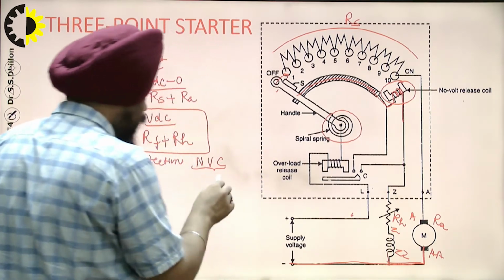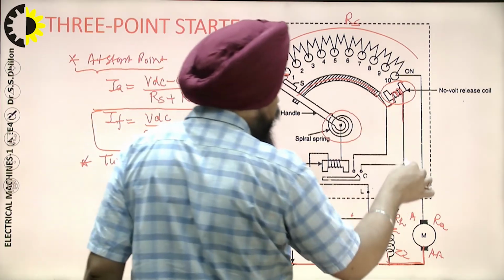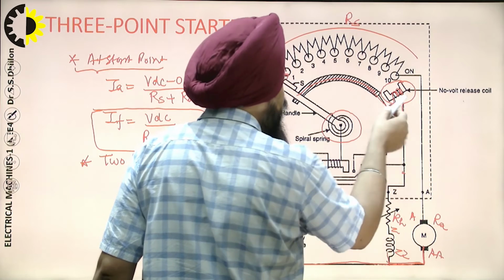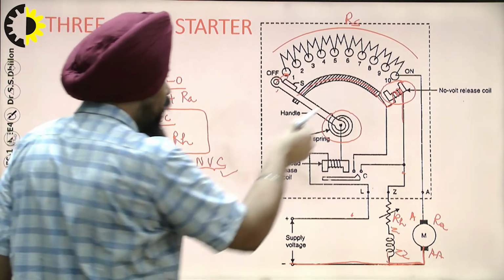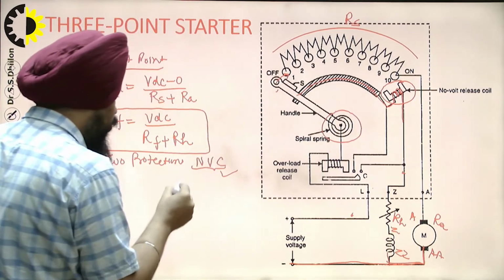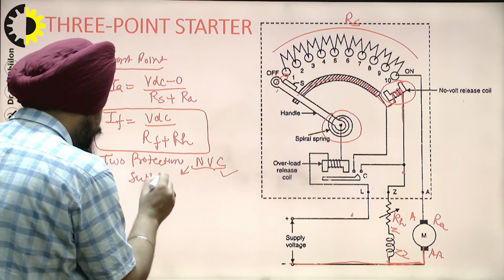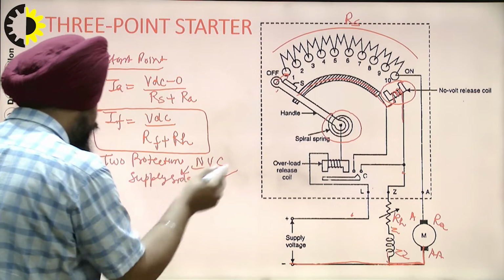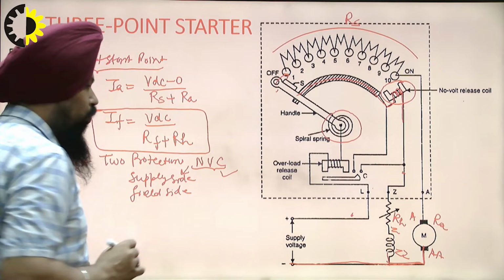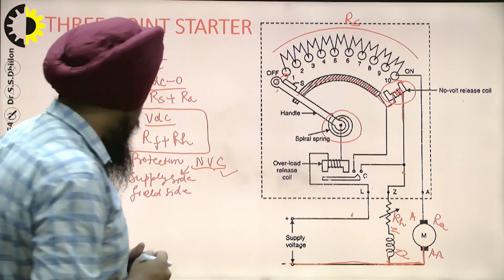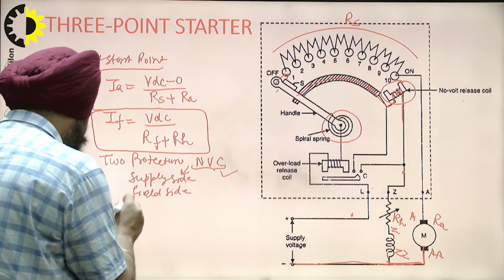It may also be due to an open circuit in the field winding. Then again the no voltage release will be de-energized and this particular handle is pushed back. This is due to two reasons: one is from the supply side, second is from the field side, if there is any open circuit condition. Another particular protection is known as overload release.